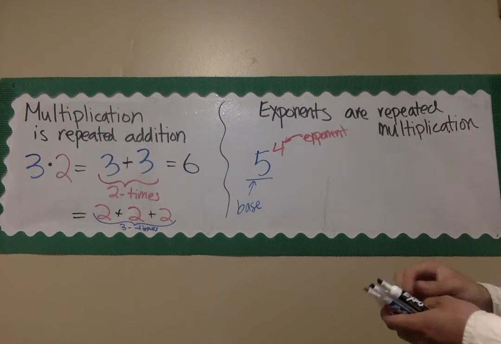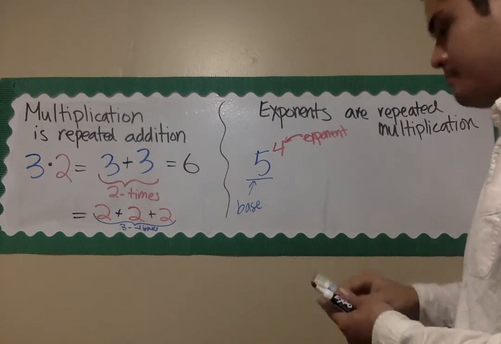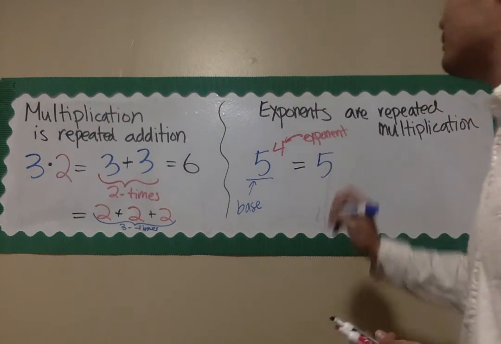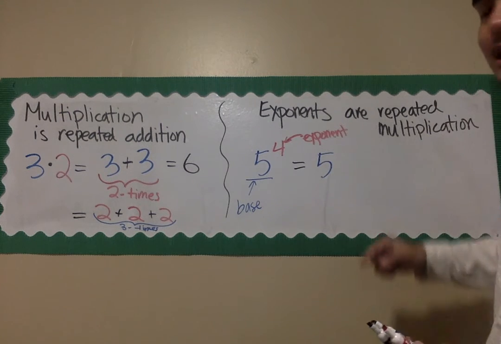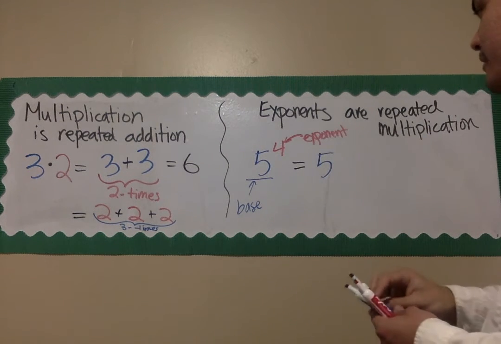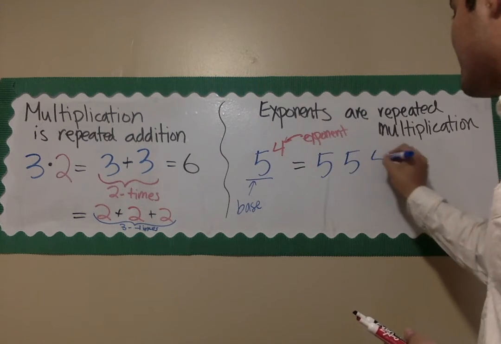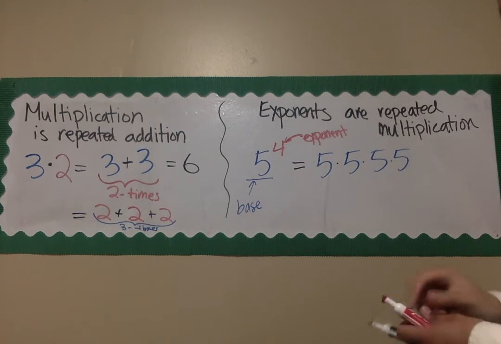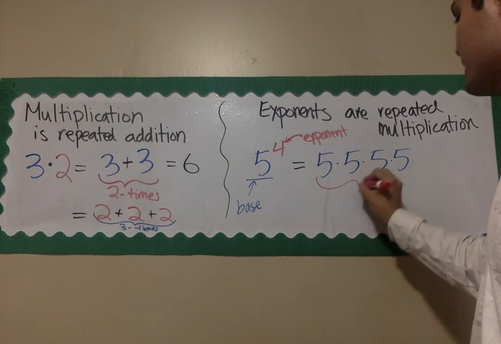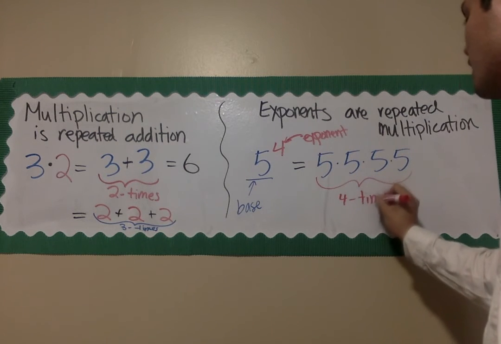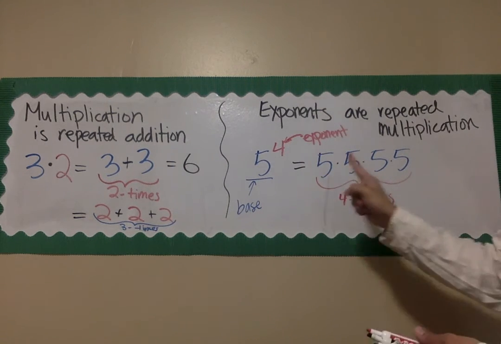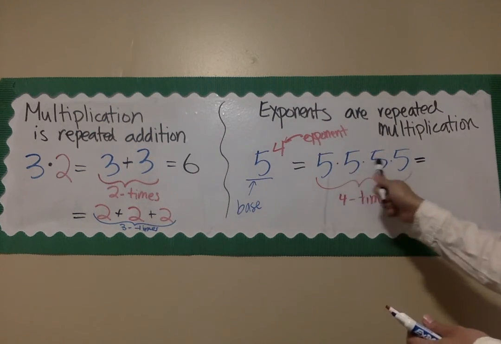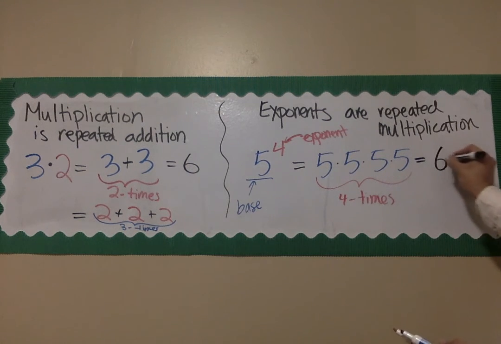Well, this is repeated multiplication. I'm taking my base, 5. How many times do I have to multiply that by itself? The exponent is 4, so I'm going to multiply it 4 times: 5 times 5 times 5 times 5. This 4 comes from the exponent up here. That equals 5 times 5 is 25, times 5 is 125, times another 5 is 625.